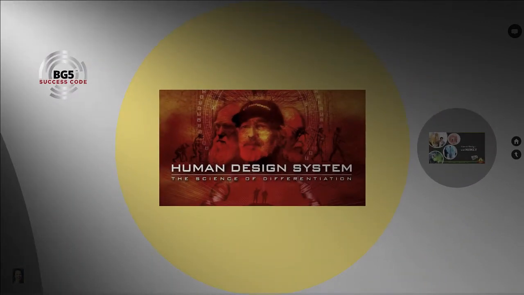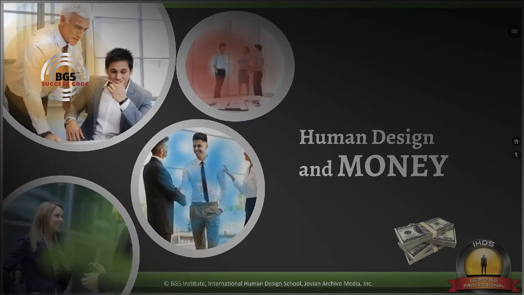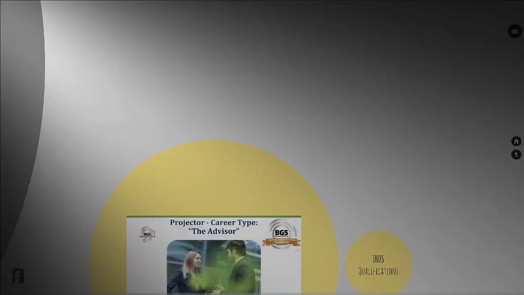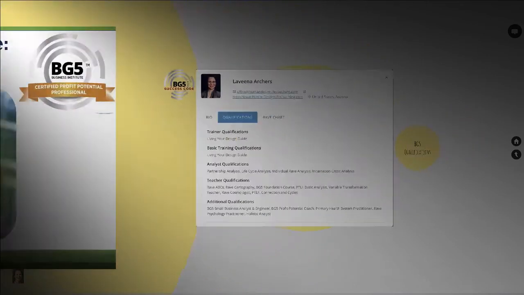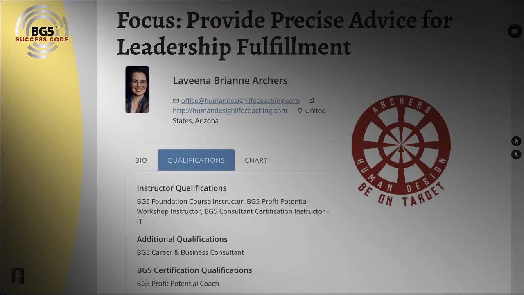And we're taking on this human design system from the perspective of money, which is really fun. It's one of my favorite subjects with regards to how to make it, because I have a lot of third lines and undefined centers. So I have a lot of money receptors in my design naturally, as well as it's just part of the desire motivation to find the success, this design projector success, through helping other people find the money. So that little graphic, show me the money. This is what I've been doing for quite a while now as a projector, the advisor. And you guys know my IHDS qualifications, as well as my BG5 qualifications.